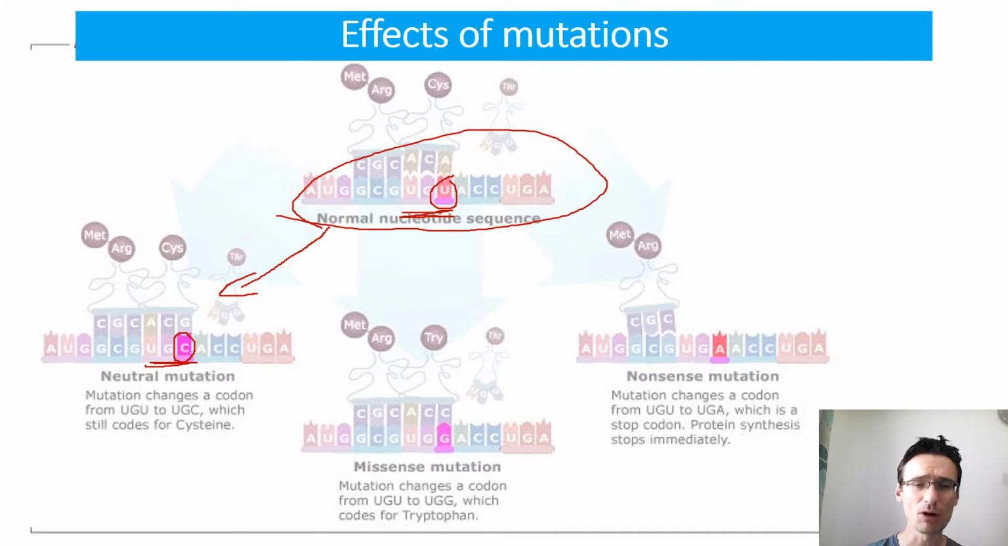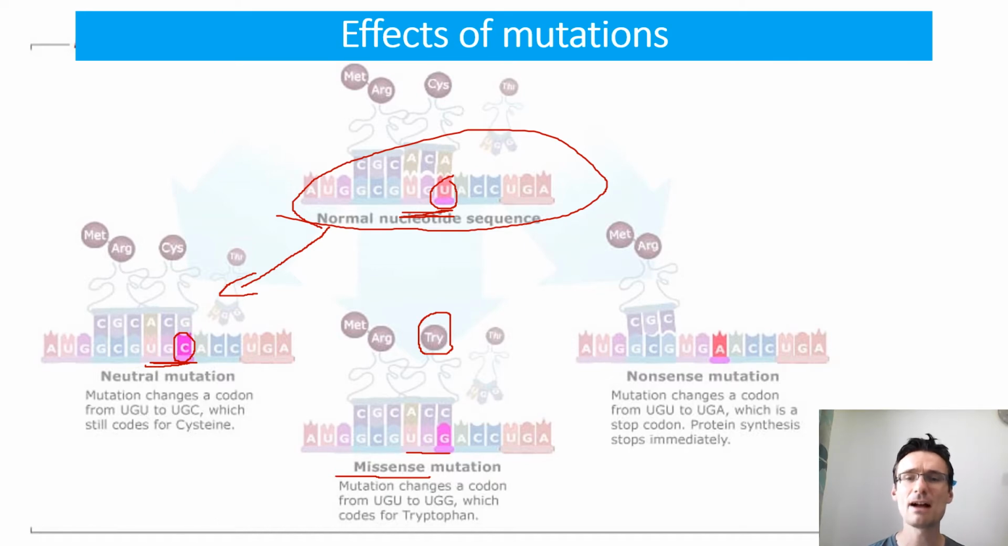You then might have one called a missense mutation. This is where you change the codon again, but now instead of coding for cysteine as it originally did, it's coding for tryptophan. So a missense mutation is when the change in base changes the codon, and you change the amino acid in the sequence. And then you have a nonsense mutation.